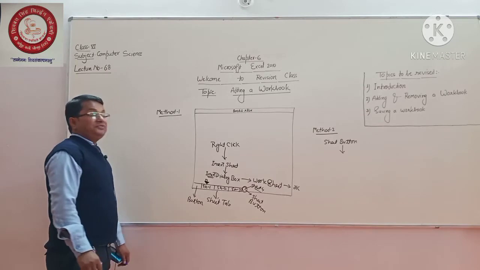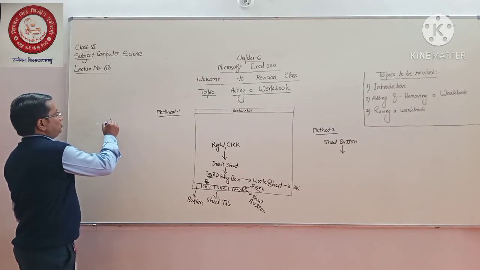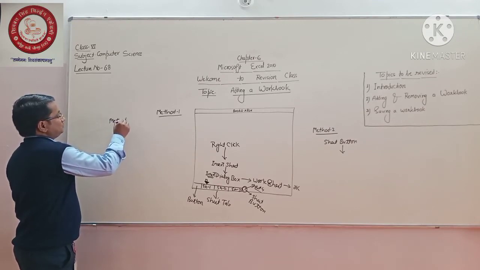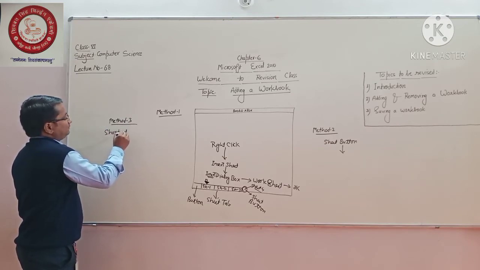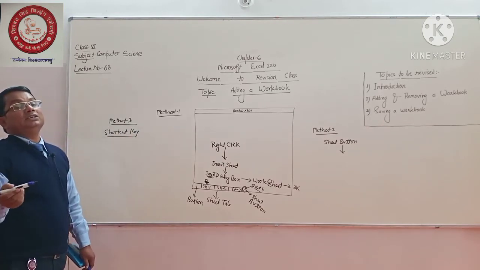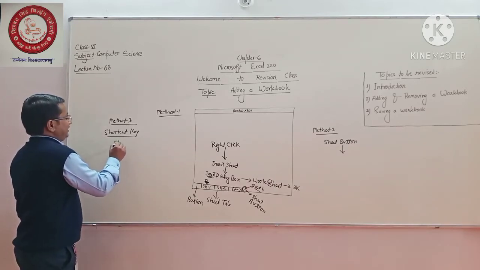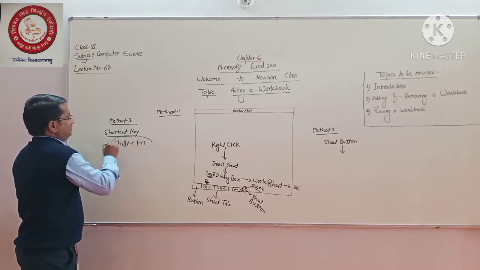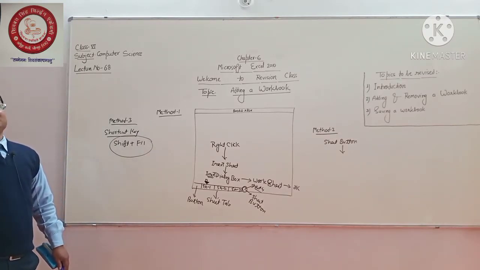Now I am just going to give you one more shortcut method, method number 3. Now I will give you one shortcut key through which you are able to insert a worksheet. The shortcut key is Shift plus F11. Please remember Shift plus F11 is the key through which you can directly insert your worksheet.